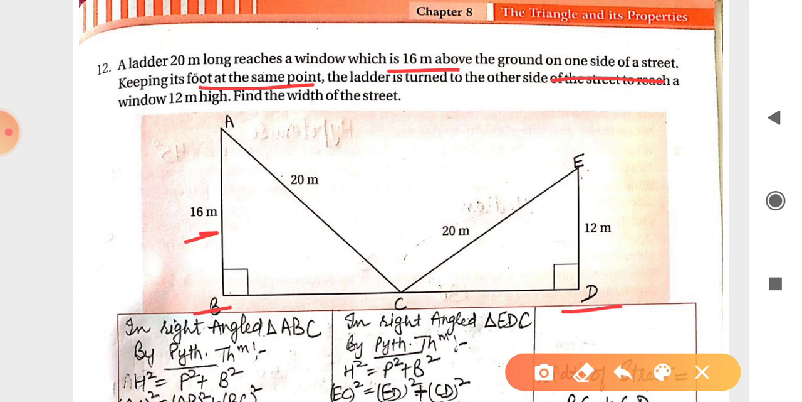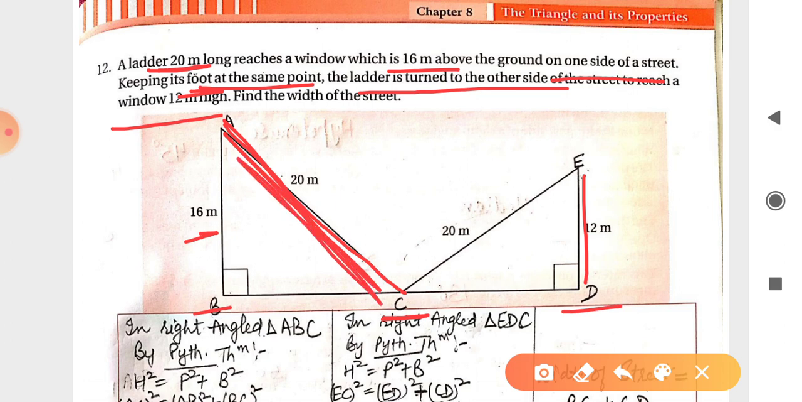Keeping its foot at the same point. Foot means foot of ladder. Here the ladder is 20 meter long, and the foot of the ladder is this point C. Then the ladder is turned to the other side of the street to reach a window 12 meter high. There is also another window that is 12 meter high on the other side of the street, and the ladder is turned to this side.